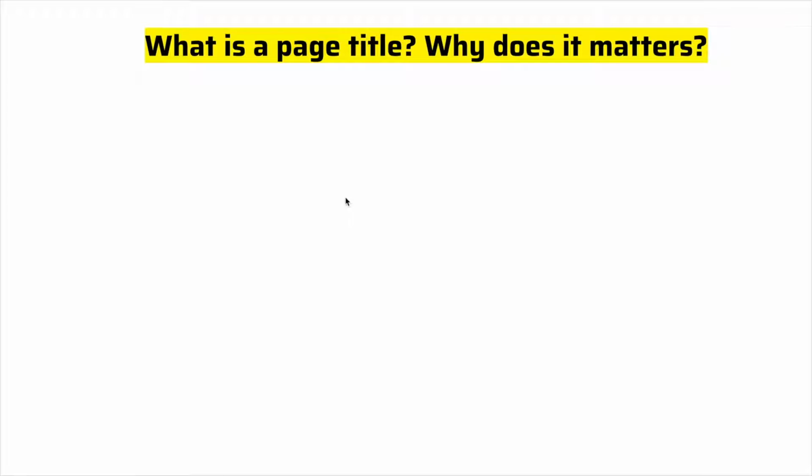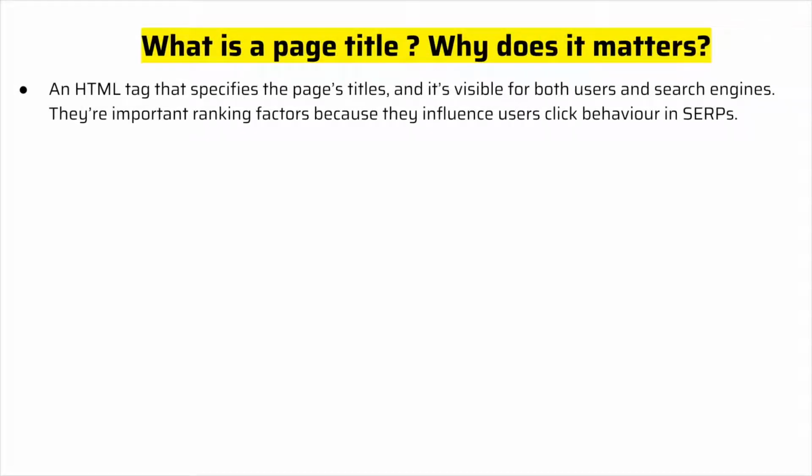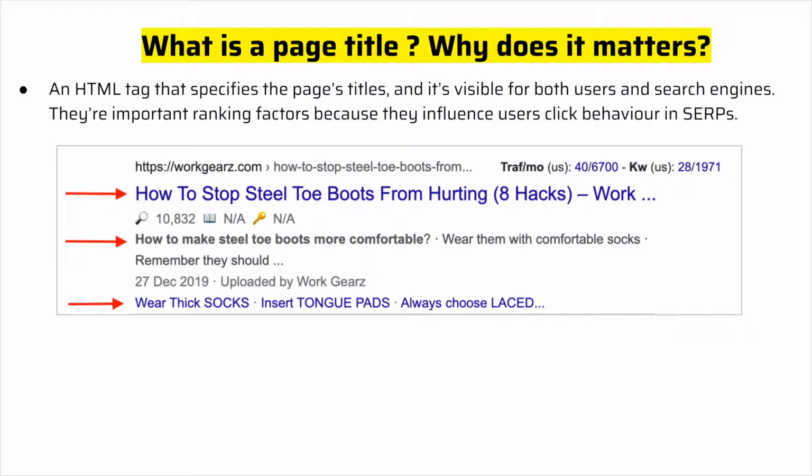So what is a page title and why does it matter? A page title is just an HTML tag that specifies what the page is all about, and it is visible to both search engines and users alike. A page title is an important ranking factor because it's one of the things that influence click behavior in search. According to Google's algorithm, it influences users' click behavior in search engine results pages. So let's take a look at an example of a page title.